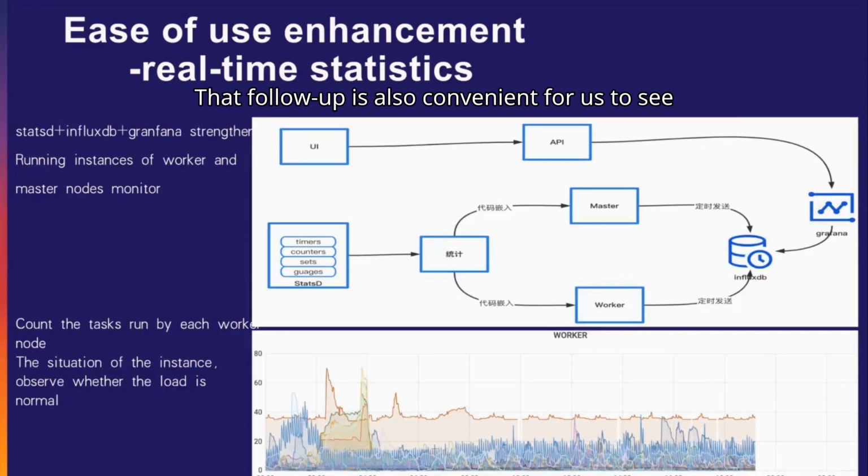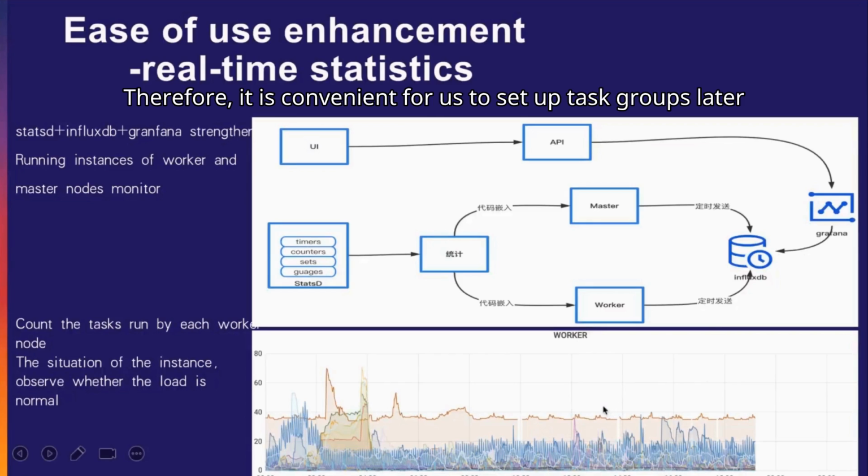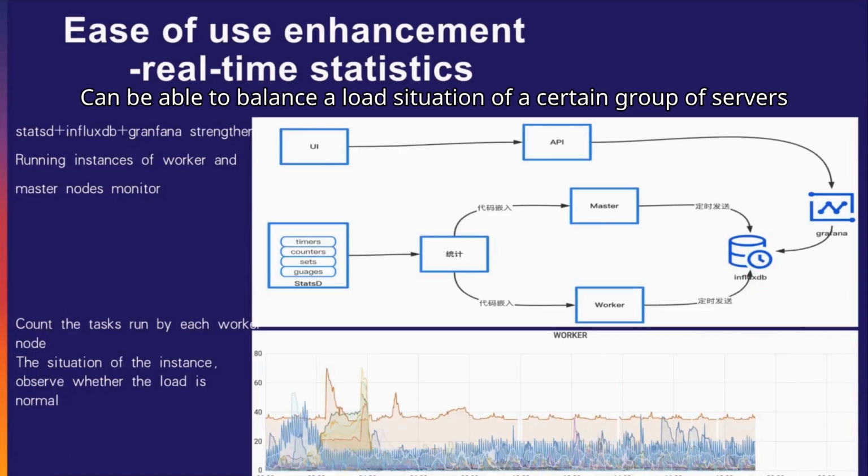Every moment, the task running situation. That is also convenient for us to see the load situation of the tasks that every worker ends up running. There may be a sharp increase, or a possible decline. Therefore, it is convenient for us to set up task groups later, so that grouping can balance the load situation of a certain group of servers.